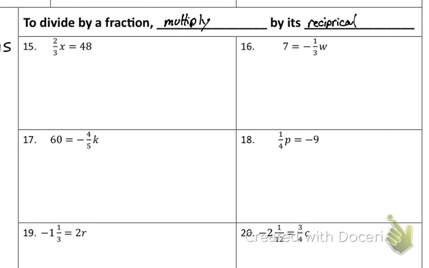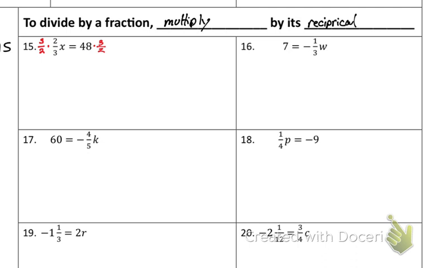Now, just a reminder what a reciprocal is. It's where you flip the fraction. So on this one, we're multiplying by 2 over 3, right? What fraction do we have if I flip that fraction? 3 over 2. So we're actually going to multiply both sides by 3 over 2. And we're going to multiply this one by 3 over 2 as well.